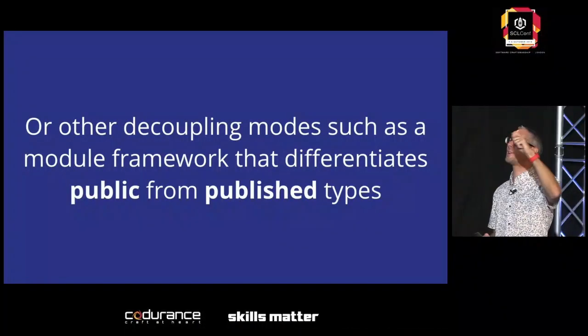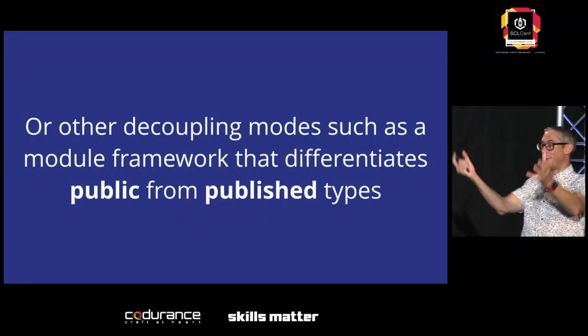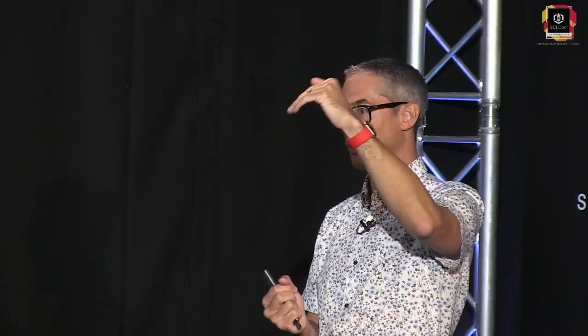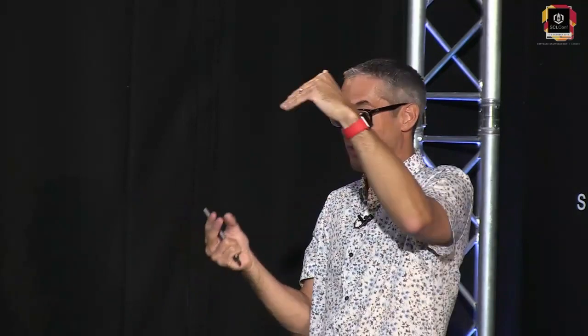There are some other decoupling modes you can use. This is something that Bob talks about in his Clean Architecture book, decoupling modes. Ways to break up your code base. Java has a module framework now. And with things like module frameworks, you can differentiate public types from published types. So you can create a Java module, and all of your code can be public, but you can only export and therefore publish specific parts of that module. So again, you're creating a nice small surface area, a nice simple public API, and hopefully some nice clean stuff inside, but it doesn't matter because people can't see inside it.